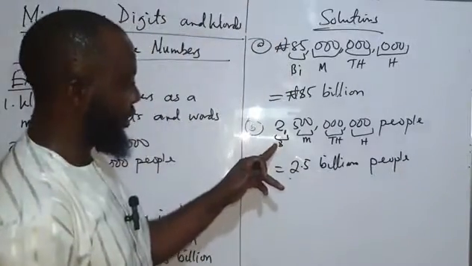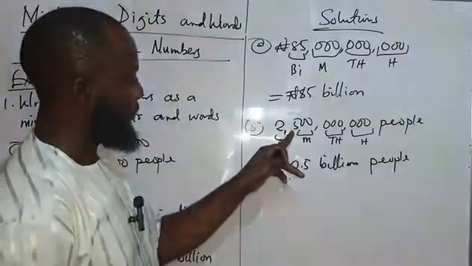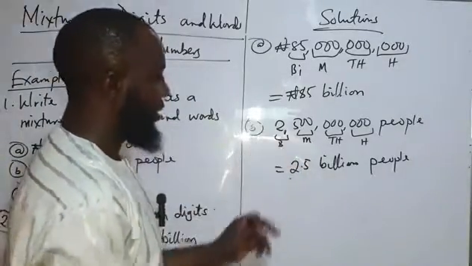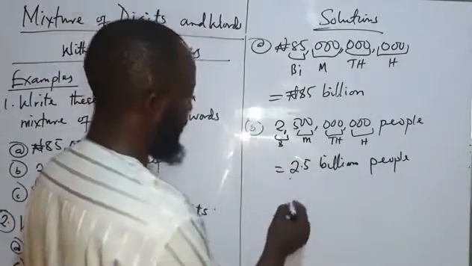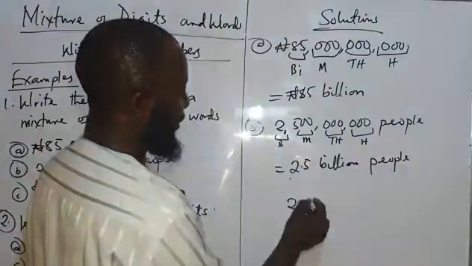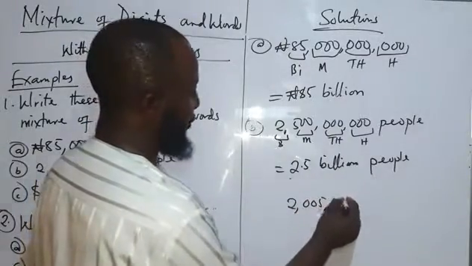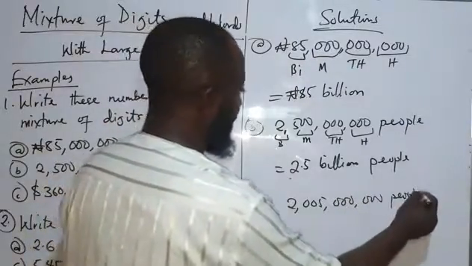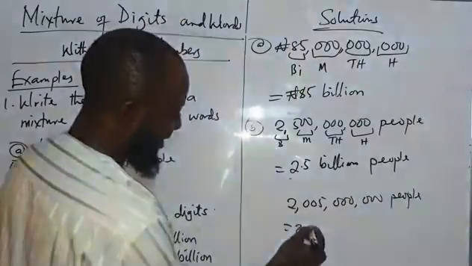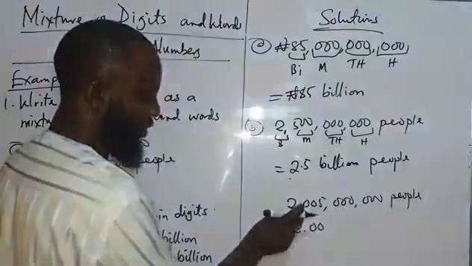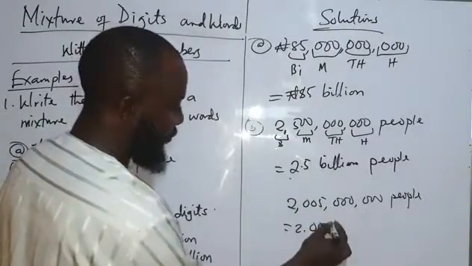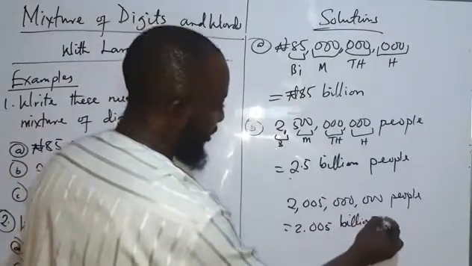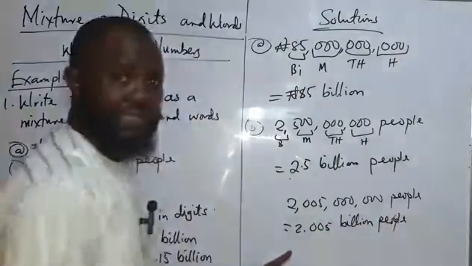The first one is billion. The next digit is what? 5. Put a point and put 5. So let's say for instance it is 2,005,000,000 people. So this will then be what? 2.005, because the 5 is not immediately after the 2. 2.005 what? Billion people. I hope this is very clear.